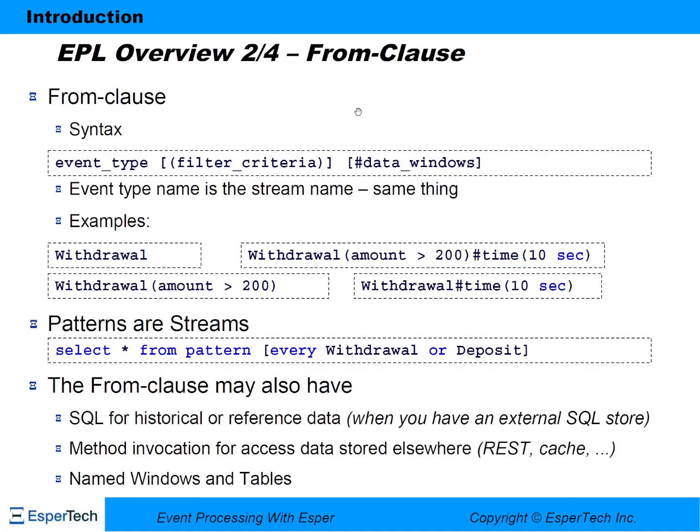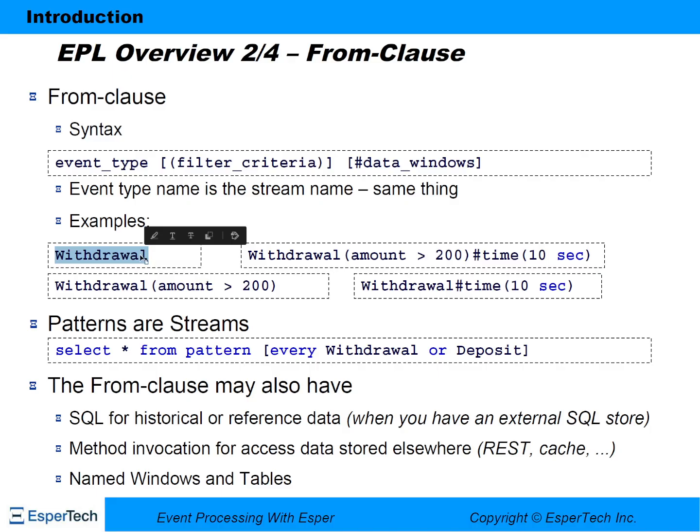This slide is about the from clause. The from clause syntax starts with the event type name. When discussing syntax, the square brackets enclose optional parts. After the event type name you may provide filter criteria expressions in parentheses. Since the filter expressions are optional in the syntax they are in square brackets. After the filter expressions you may provide data windows, again optionally. The event type name of our sample events from the previous slides is withdrawal.